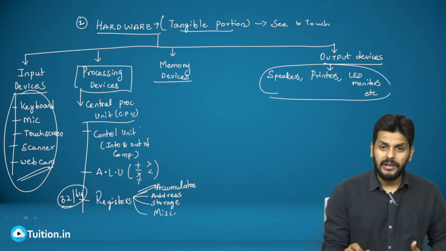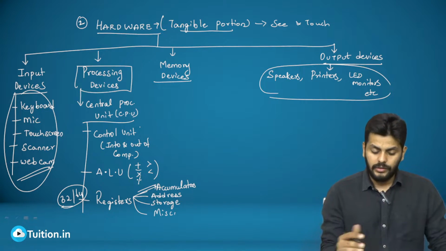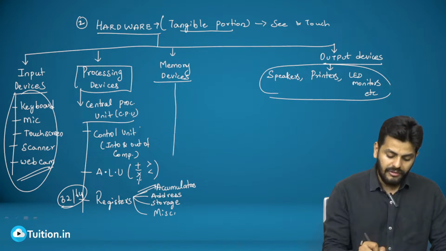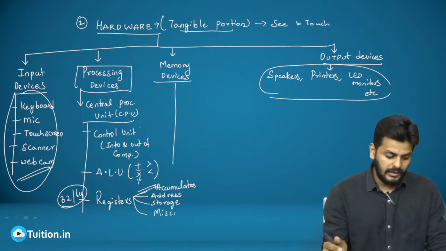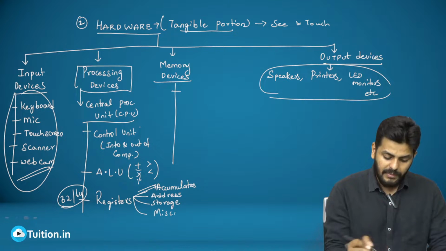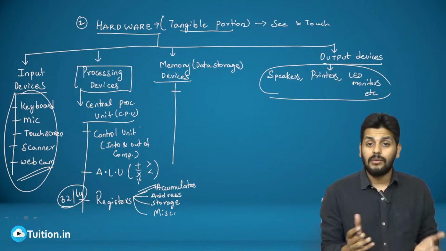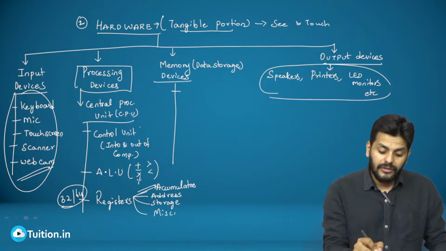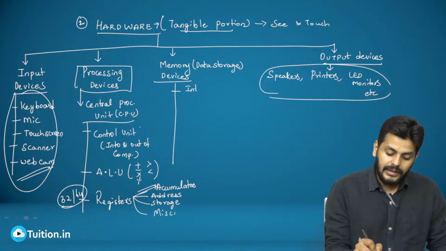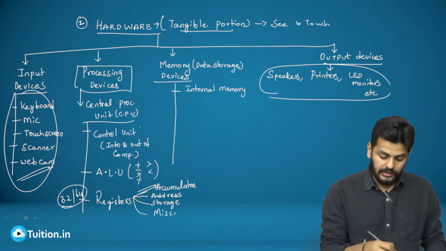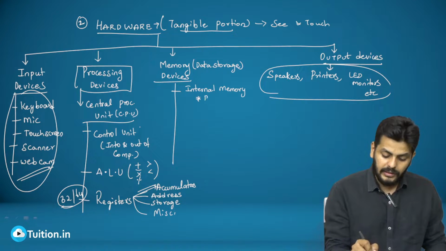Then let's get to the memory. A very important part of the memory unit is that we have 4 different types of memory, which I will explain for clear understanding now. We have memory devices, or data storage. Memory devices are also called data storage devices. Some of the data storage is permanent, while some of it is not. So first we have what is called internal memory. In internal memory, registers are a part of the internal memory only.